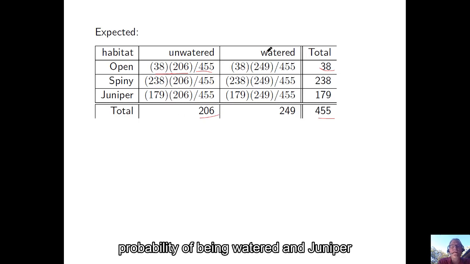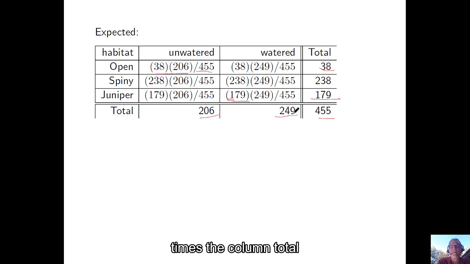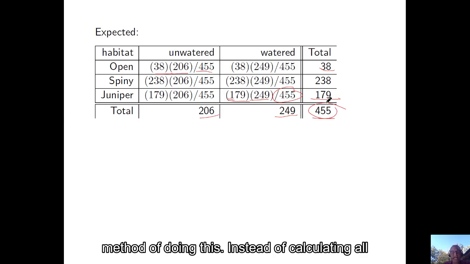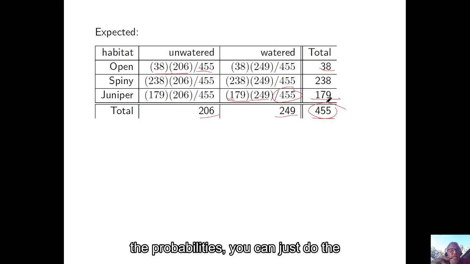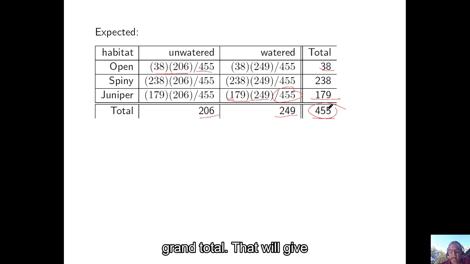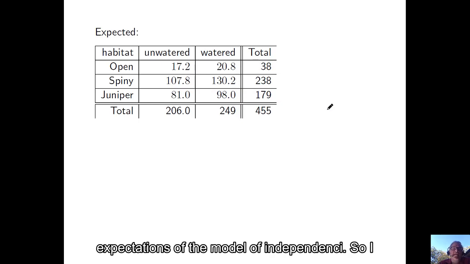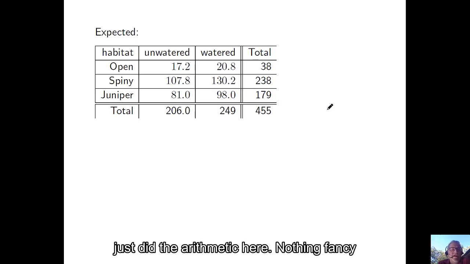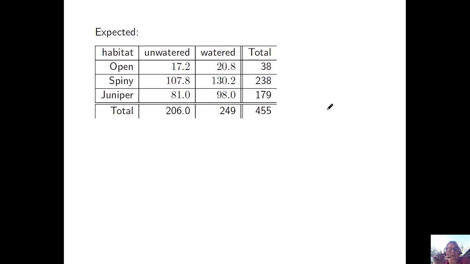Like the expectation of being watered and juniper is the row total associated with juniper times the column total associated with watered, divided by the grand total of 450 there. So that's just kind of a quicker method of doing this. Instead of calculating all the probabilities, you can just do the row times the column divided by the grand total. That'll give you the expectations. You can do that, and here are the expectations under the model of independence. So I just did the arithmetic here. Nothing fancy happened between these two slides, just arithmetic. Okay.